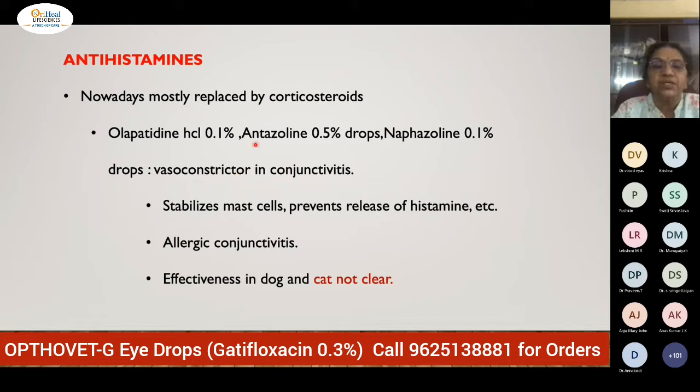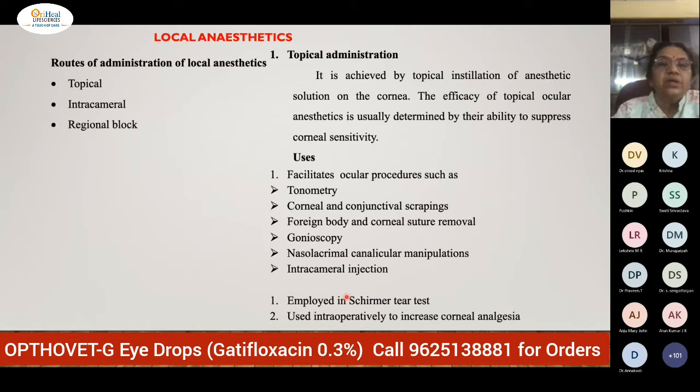But necessarily you should understand one thing: whenever there is swelling in the conjunctiva, the swelling is mainly due to the presence of mast cells. Mast cells produce histamines, and this release of histamines causes the edema. So to stabilize the mast cells, you need antihistamines like olopatadine. It is effective in dogs in allergic conjunctivitis, but its effect on cats is not that clear.